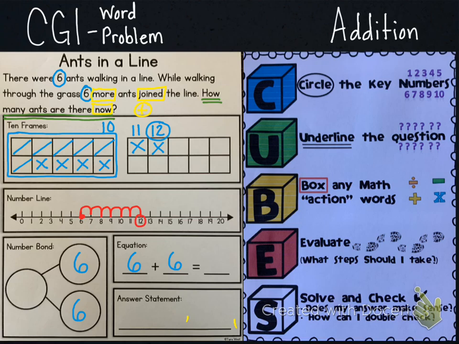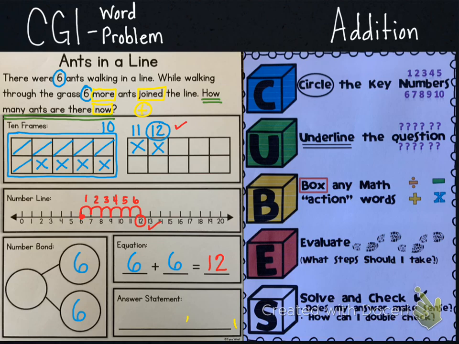Now, before I say that's my answer, I need to double check to make sure that I actually jumped 6. 1, 2, 3, 4, 5, 6. I did. Wonderful. So now I've got 12 here on my 10 frame, and I have 12 on my number line. So 12 is our answer. So if we go down to the equation, it says 6 plus 6 equals 12. Very good.